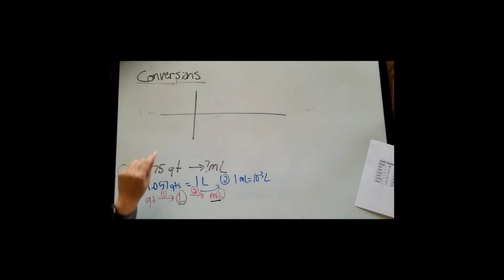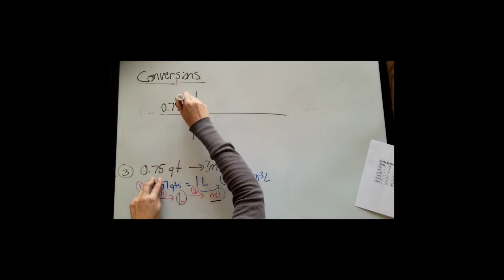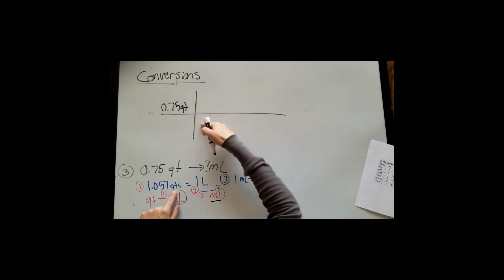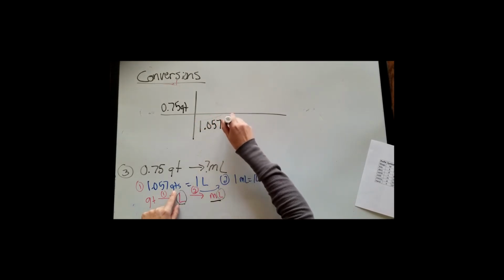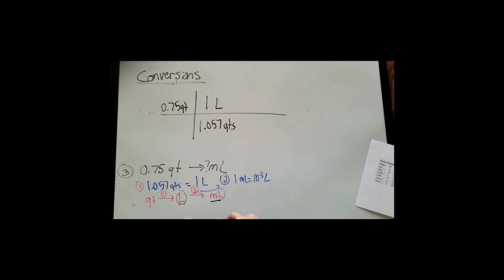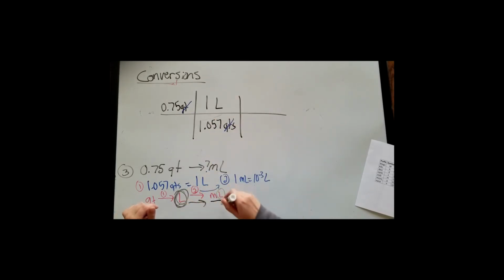Remember, what always goes in this upper left-hand corner? The number that the problem started with. Okay, now we're going to use conversion factor number 1 to go between quarts and liters. So I'm going to want the quarts on the bottom so that it cancels. That'll put my 1 liter on the top. This is going to have quarts and quarts canceling. So if I stopped right here, I would be in liters. But I don't want to stop there. I want to keep going to get to milliliters.